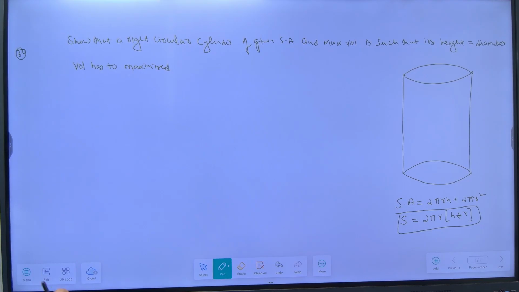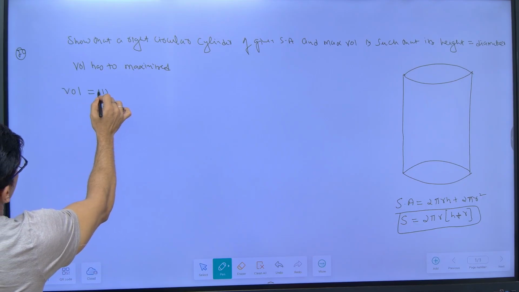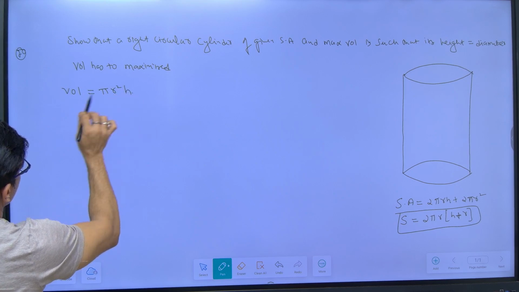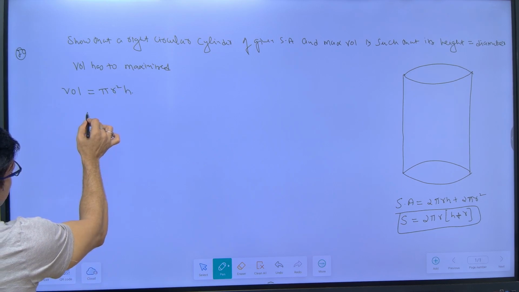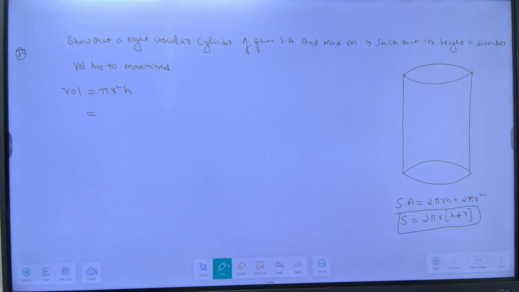First we'll write down the volume. What is the volume of a cylinder? Pi R square H, or not? If I am making this a function, pi is constant, no problem, but H and R are two variables. So either I have to write H in terms of R or R in terms of H. Be very careful when we have surface area as a fixed quantity.